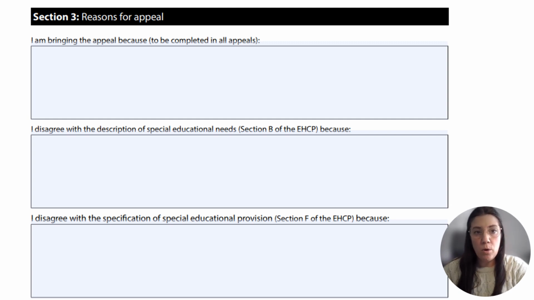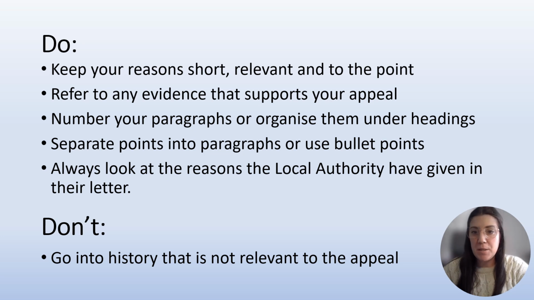Having said that, all appeals must fill in this first box of I am bringing the appeal because. This is often the box that takes the most time and the most thought, but here are some general rules that we would always say. Do keep your reasons short and relevant and to the point. Always refer to any evidence that supports your appeal and your reasons for the appeal. Number your paragraphs or organise them under headings. Separate your points into paragraphs or use bullet points, and always look at the reasons the local authority have given in their letter. Don't go into history that is not relevant to your appeal.